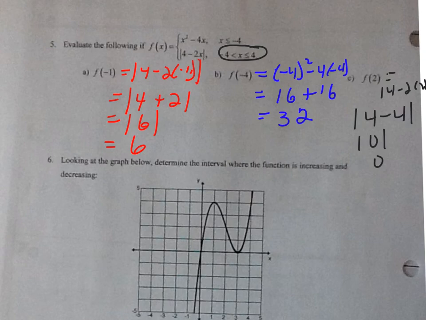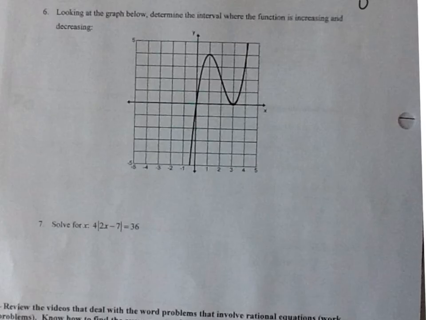Okay, let's take a look at 6. Number 6 says, looking at the graph below, determine the interval where the function is increasing and decreasing. Okay, so I need to find my max and my min. All right, so here's a min. So that's at 3, 0. And I need my max, which is at 1, 4.